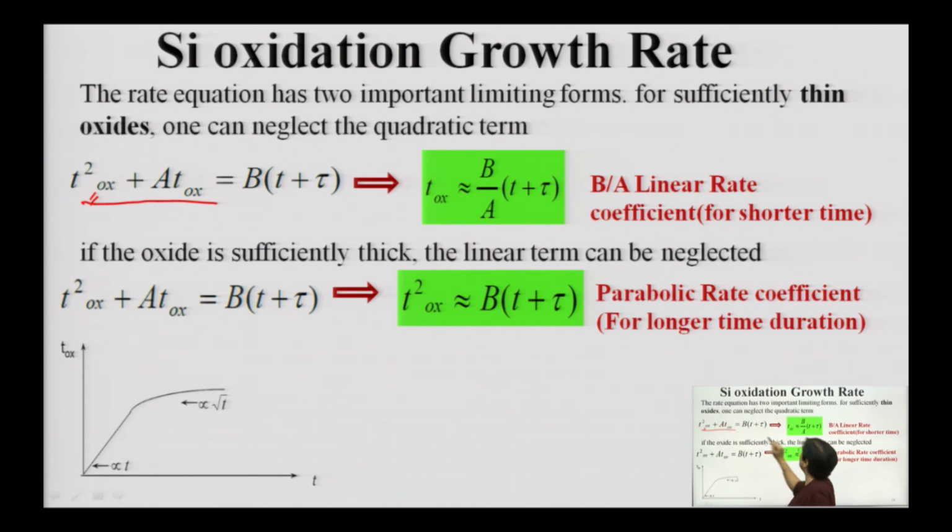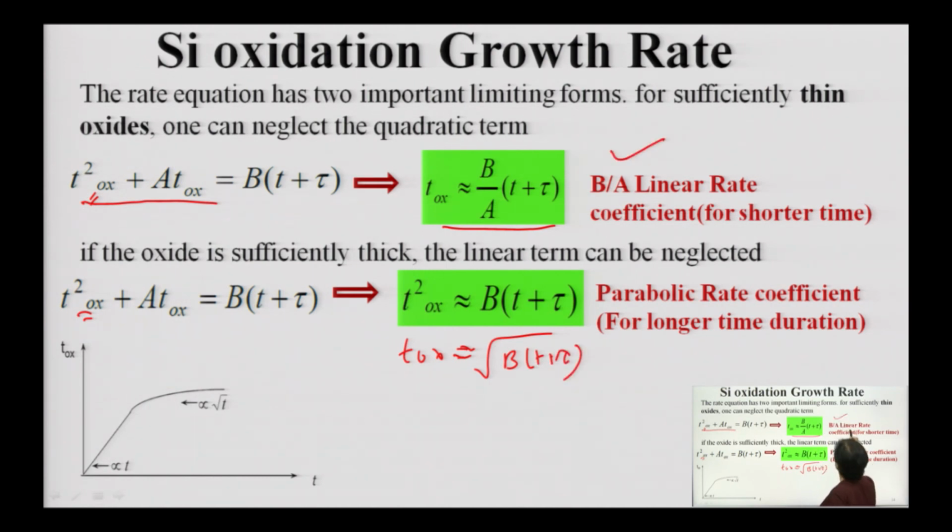So, T ox becomes B by A into t plus tau, whereas if T ox is very large, then the square term I keep on considering. So, T ox will be proportional to the square root of B times t. Now, these are the two limiting cases. Here I am having the linear rate coefficient, or the growth is linear, whereas when the oxide is sufficiently thick, there is non-linear growth, defined by the square root of B into t plus tau.